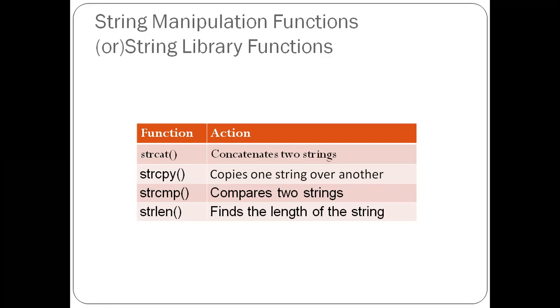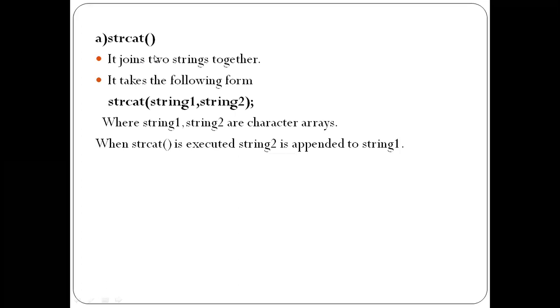strcmp means string comparison. Comparison means two strings are compared in the function. strlen means string length, to find the length of the strings. So: string concatenation, string copy, string comparison, string length. String concatenation joins two strings together. It takes the following form or syntax.